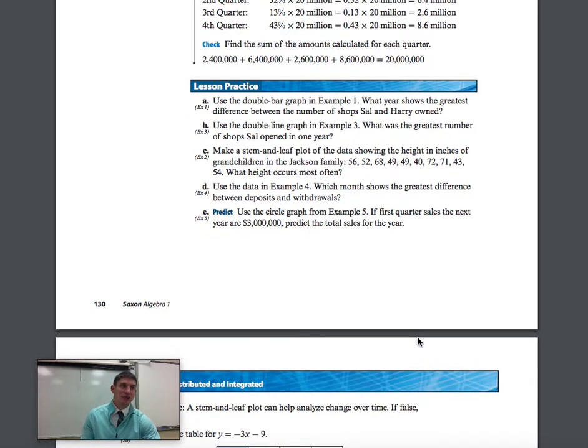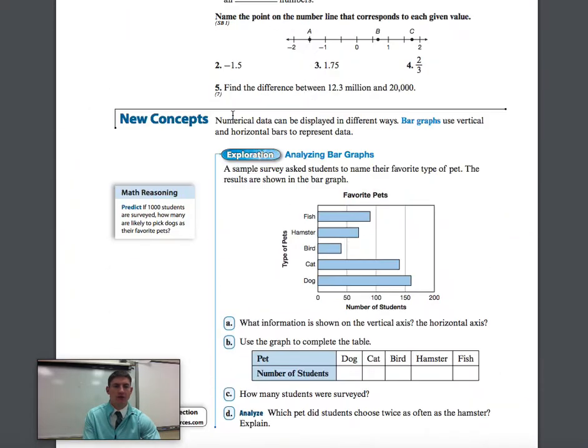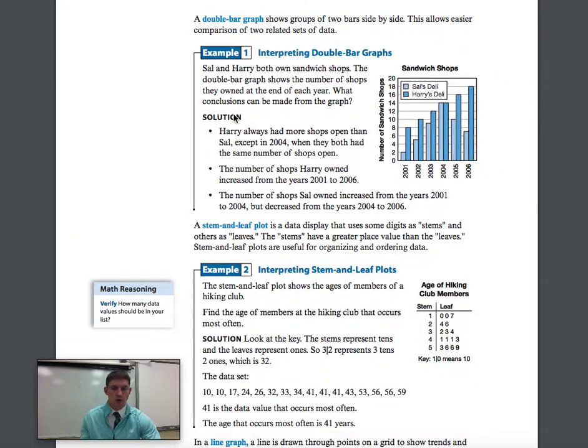So in these, you're going to have to maybe go back and see what those graphs were representing. In example 1 from letter A, it says use the double bar graph in example 1. What year shows the greatest difference between the number of shops Sal and Harry owned? So I should go back up to where it has Sal and Harry's graph from example 1. What year was the greatest difference?